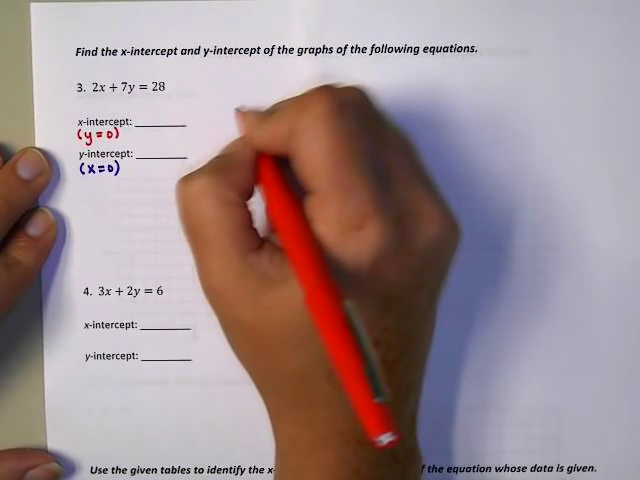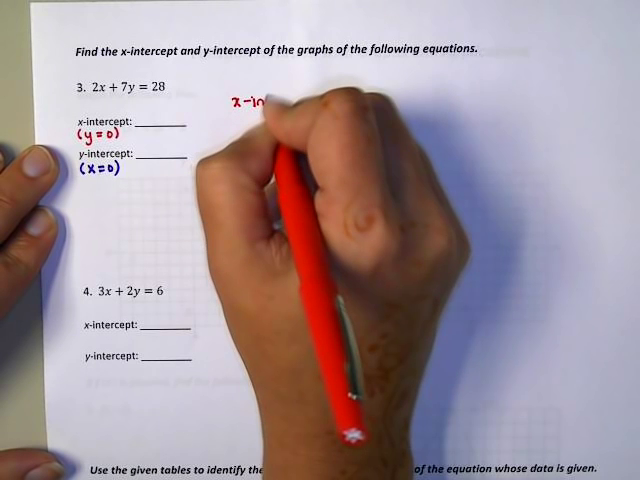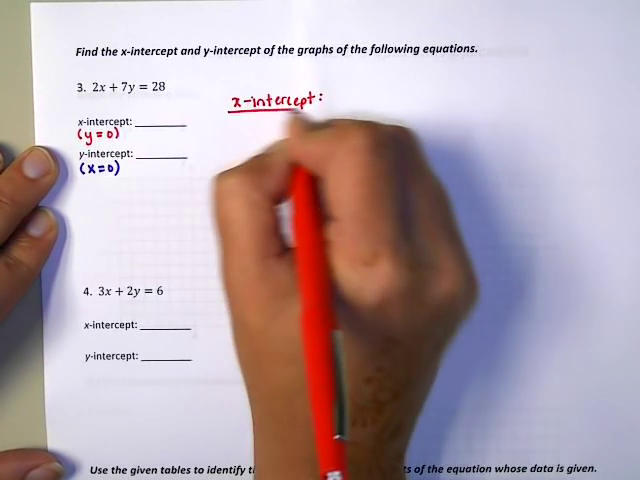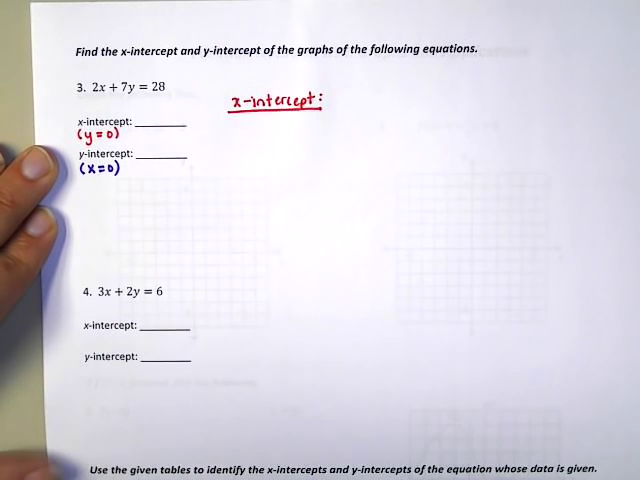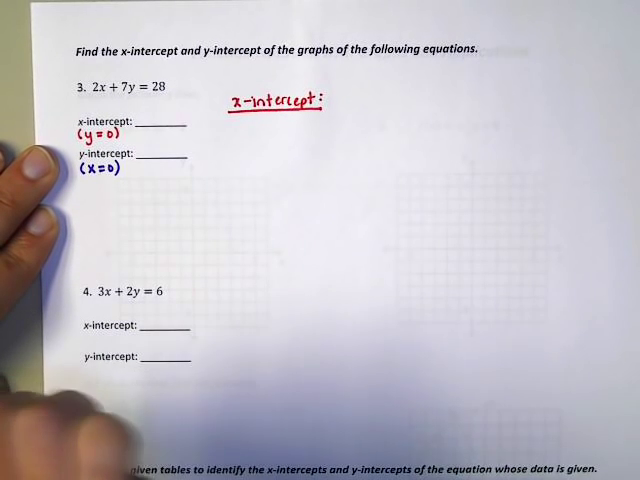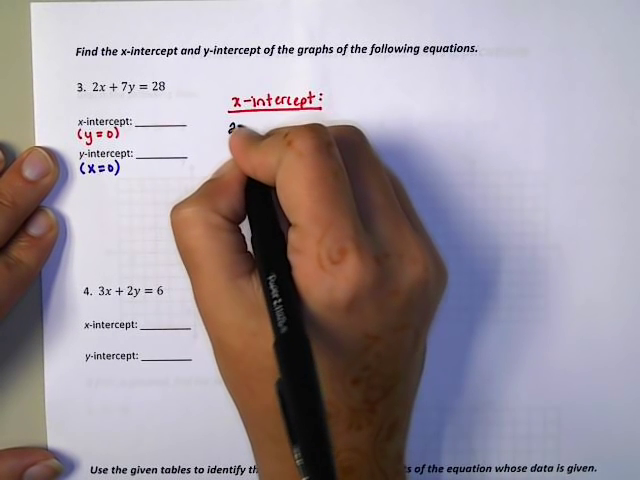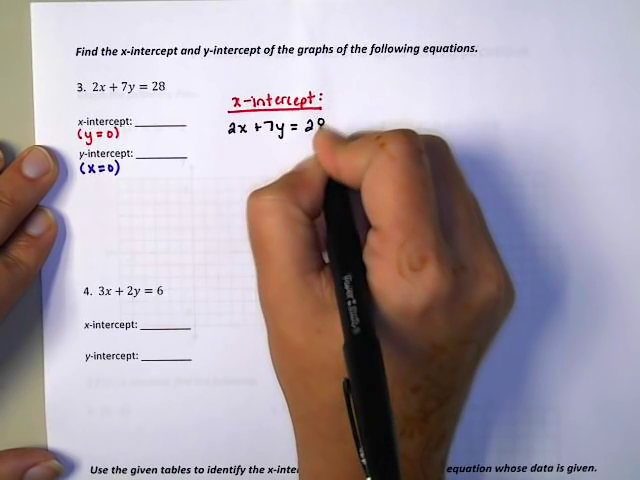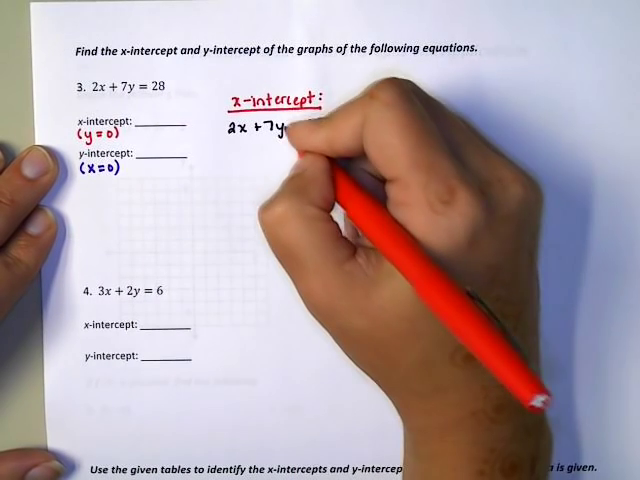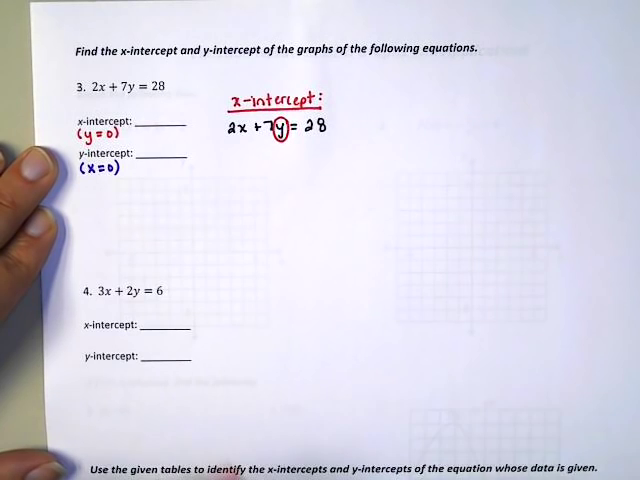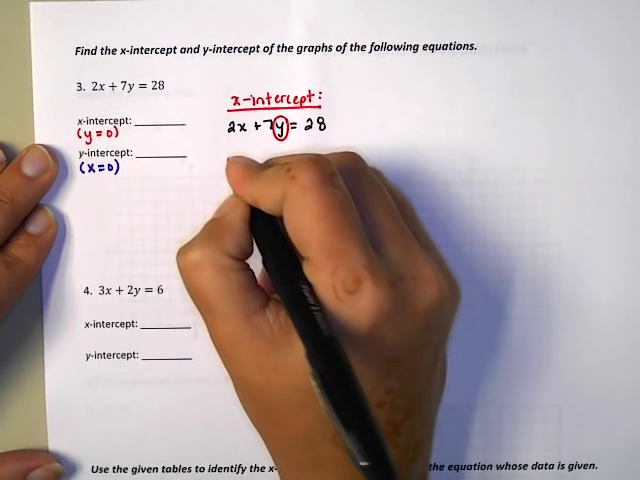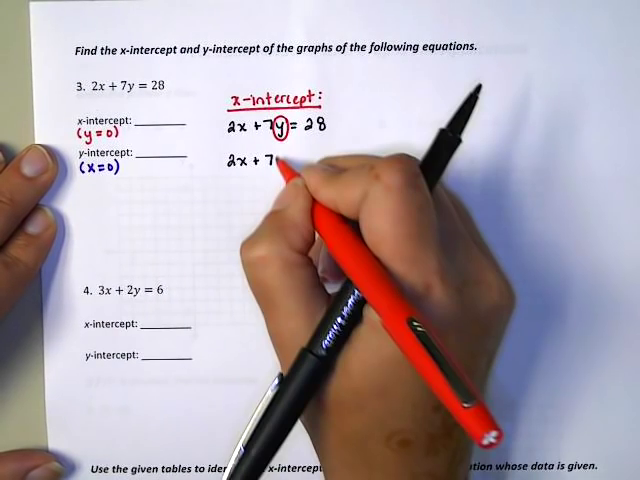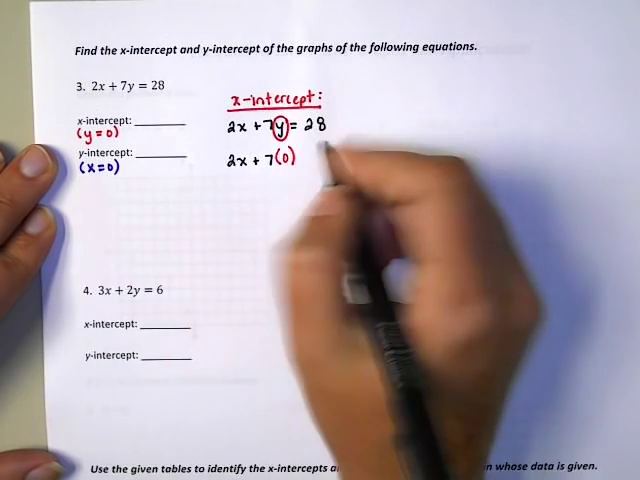So let's find the x-intercept first. To find the x-intercept, I would take my equation, which I already had, which was 2x + 7y = 28, and I would replace the y with 0. So my new equation would be this, 2x + 7 times 0 = 28.